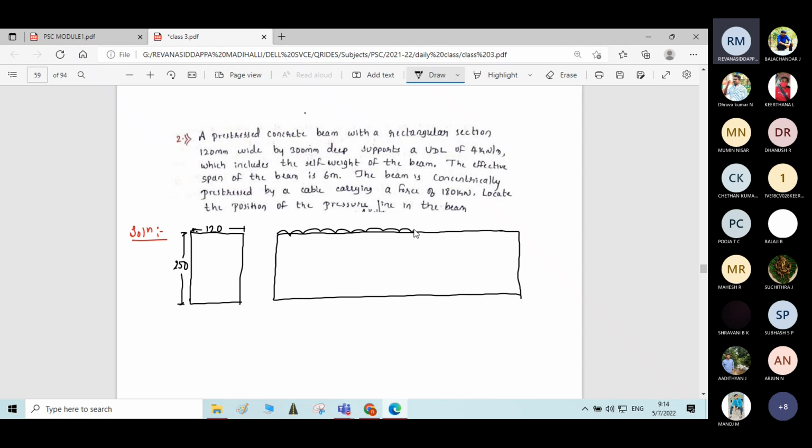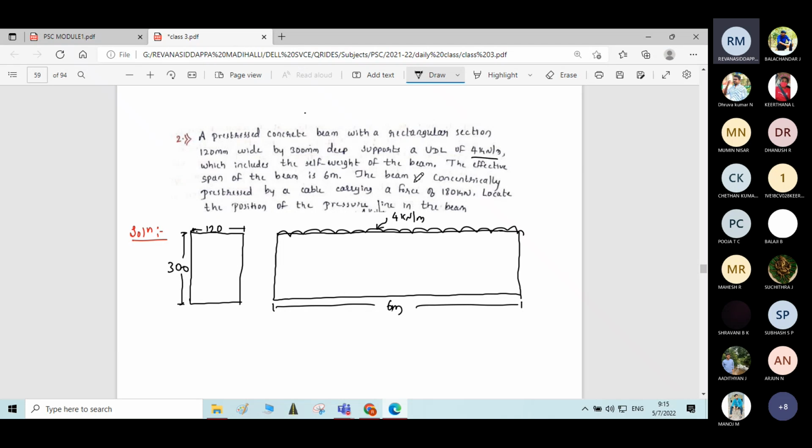And it carries some UDL. What is the intensity of UDL? It is 4 kilonewton per meter, correct? It is given as 4 kilonewton per meter. Length of the beam is 6 meter. So here it is 300. Yes, I'll change it. 300. Okay. So this is what is given in the problem.